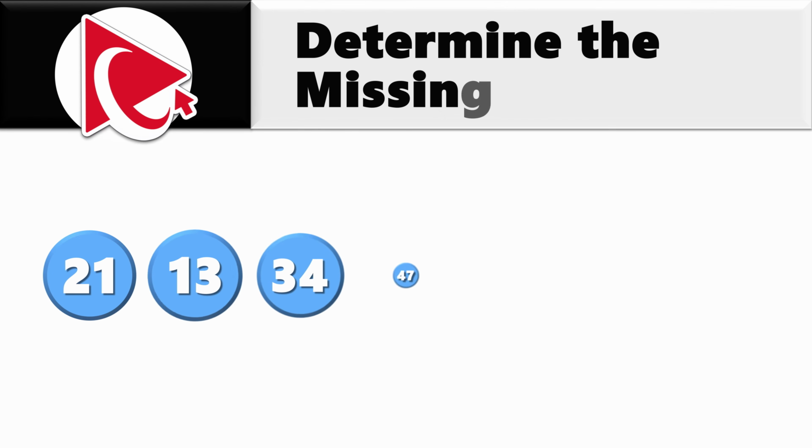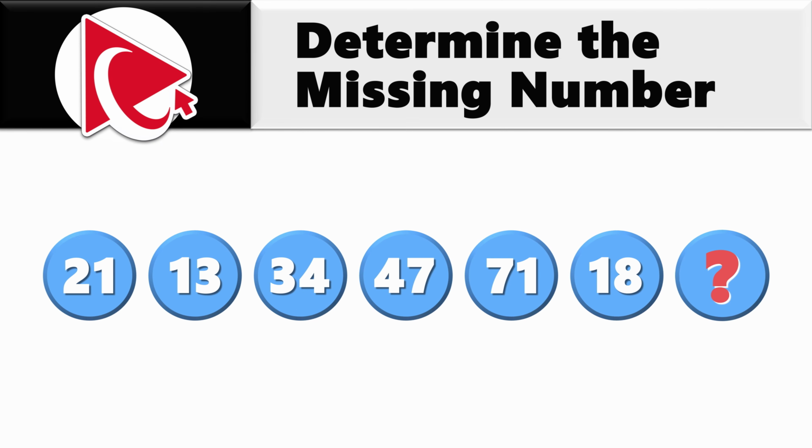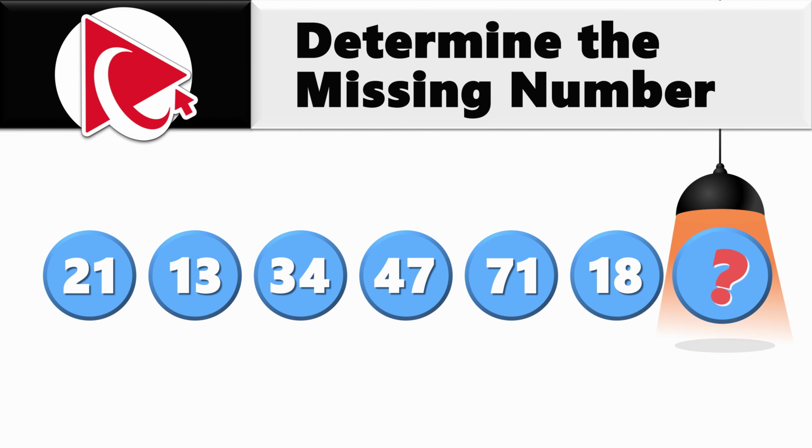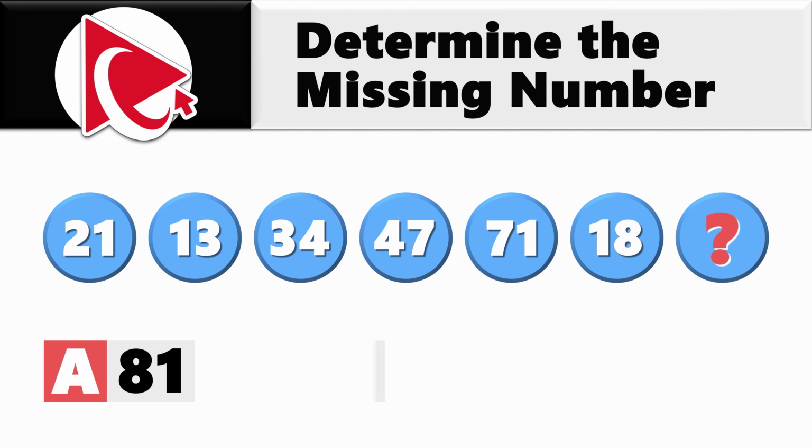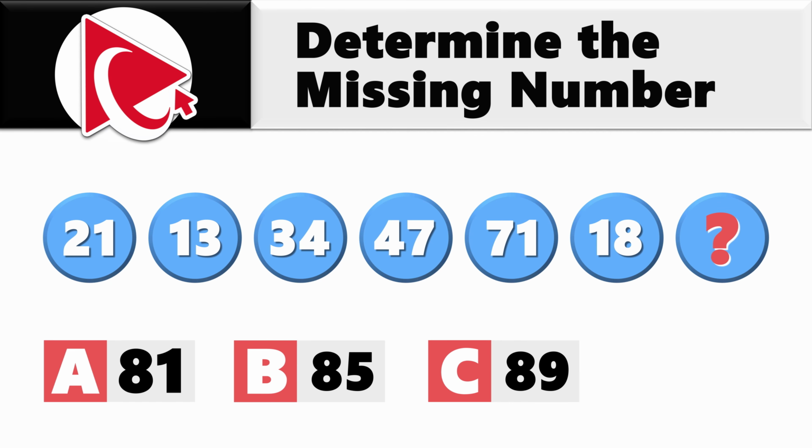You're presented with a sequence of numbers. The numbers are 21, 13, 34, 47, 71, 18, and then comes the missing number, which you need to calculate and select out of 4 possible choices. Choice A, 81, choice B, 85, choice C, 89, and last but not least, choice D, 91.